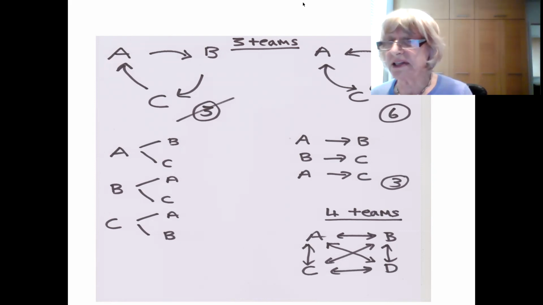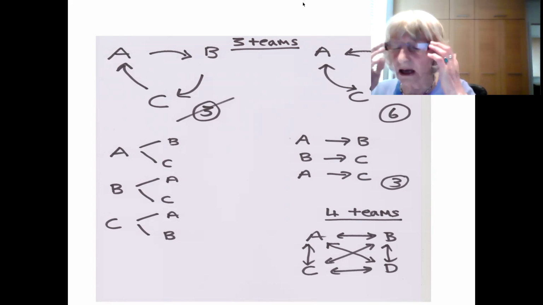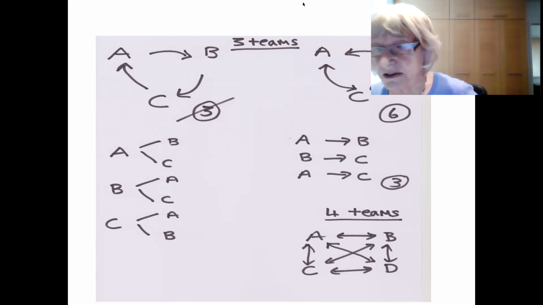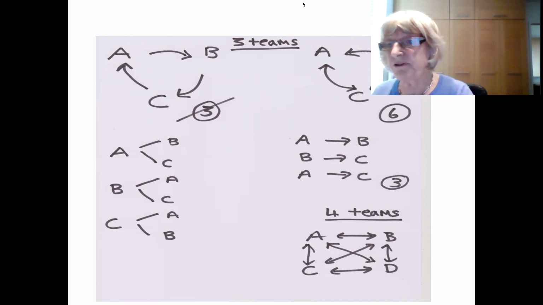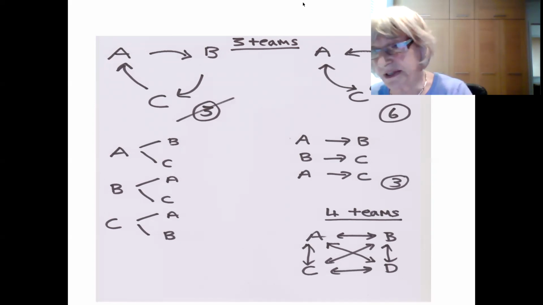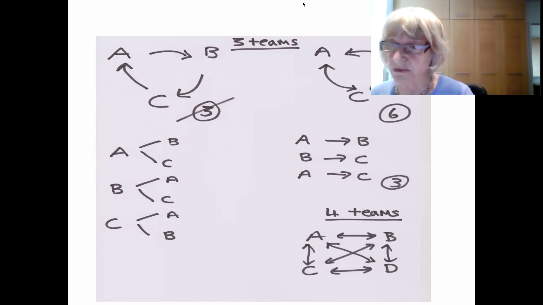Okay, so we settle on that. We agree that there are 6 matches altogether. And then the next task is, what happens if you have 4 teams? Can you do a diagram to show how many matches there will be for 4 teams? Now, I've put down one here that was a development of the others.